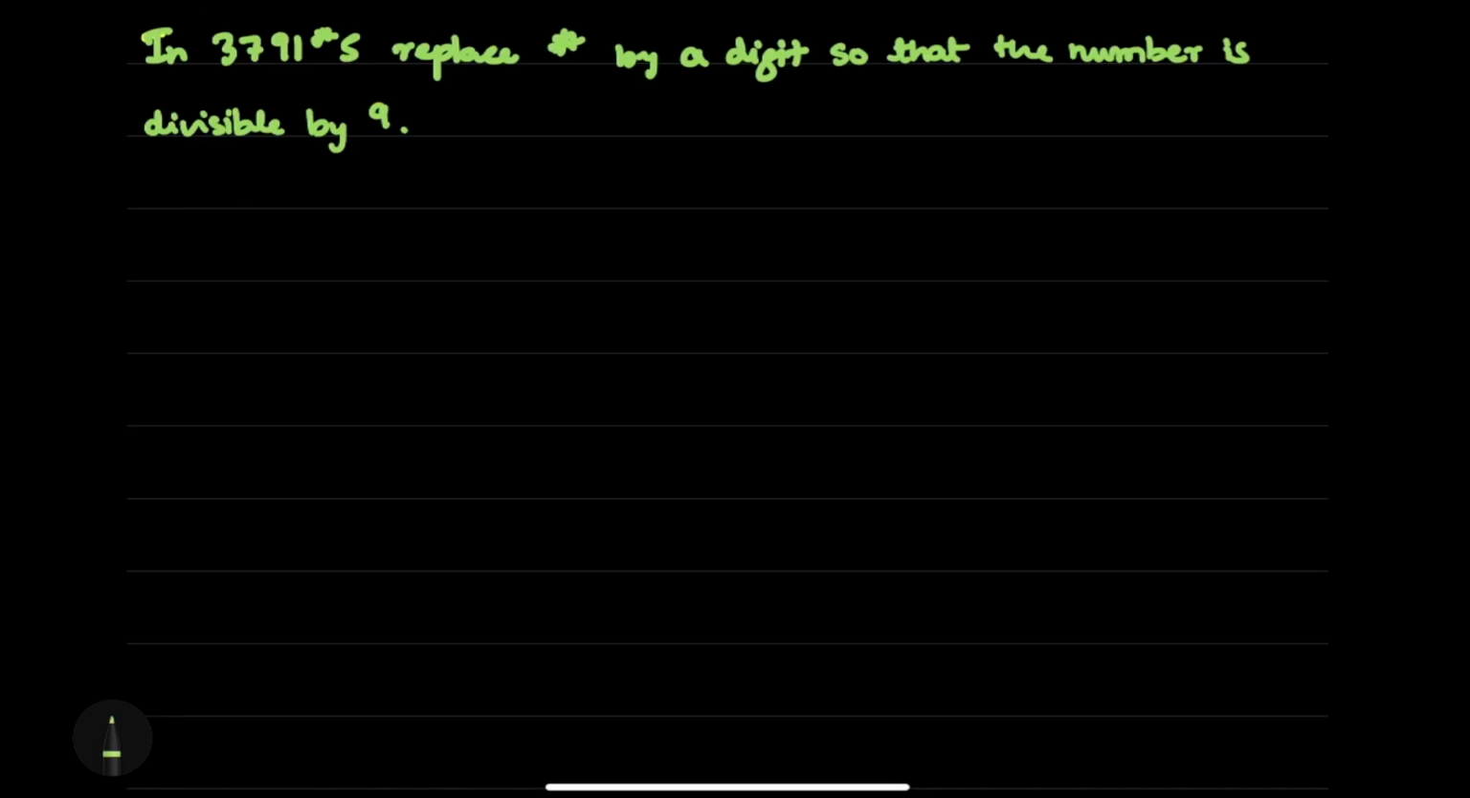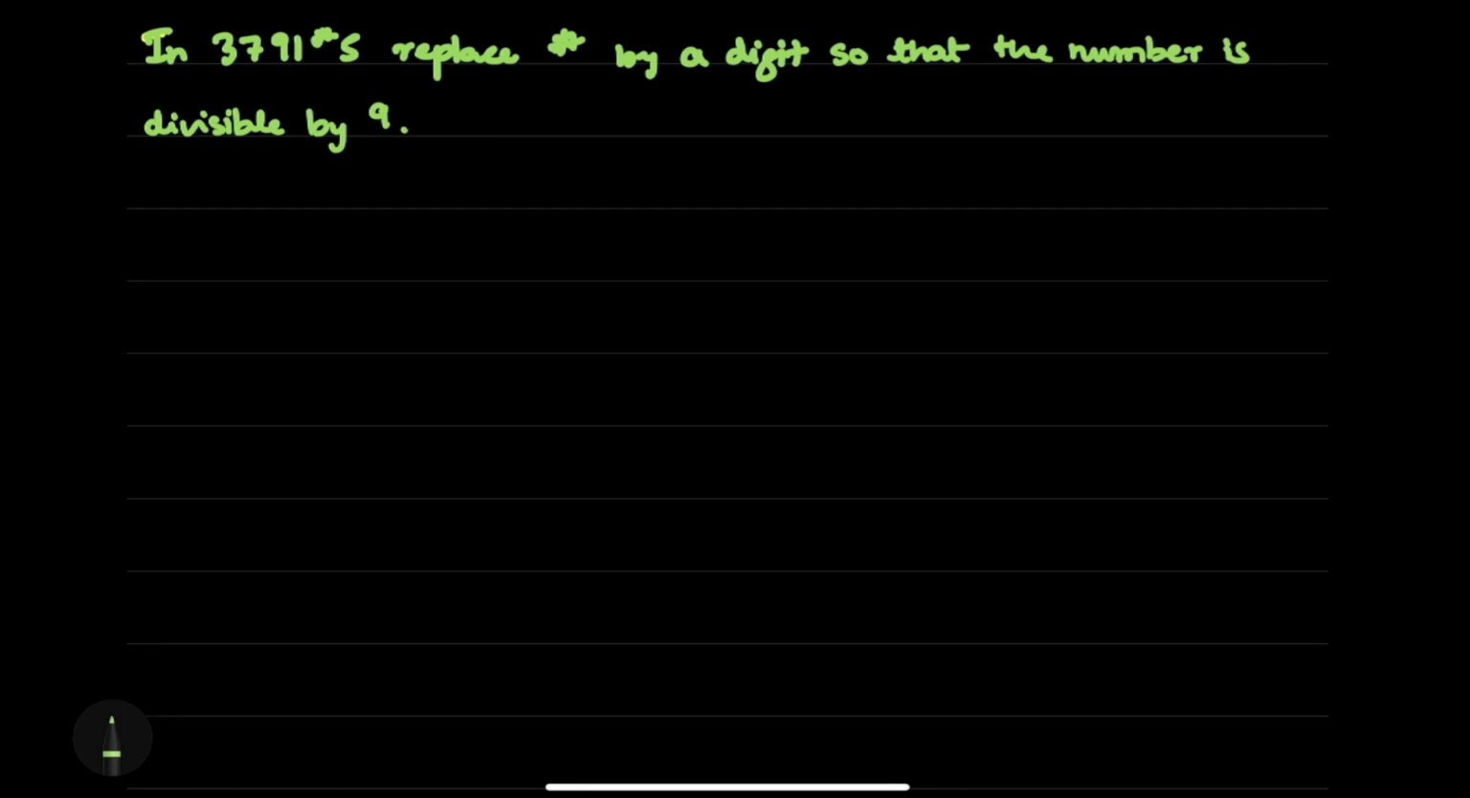So in this number 3791*5, we need to find a digit * which makes this entire number divisible by 9. So how do we approach this kind of a question? So let's first remind ourselves what the divisibility of 9 is. In order to understand that, we know that divisibility of 9 comes out when the sum of each digit in the number is divisible by 9.